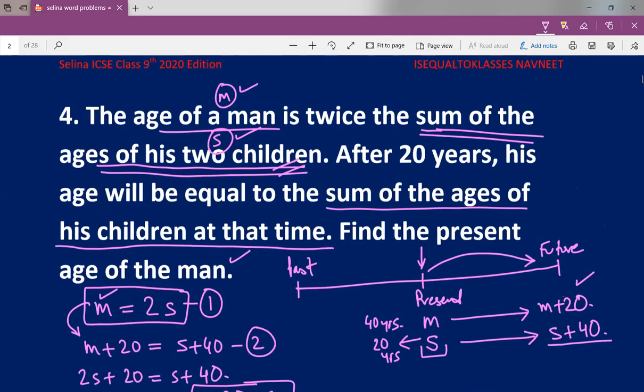Now, if you want, we can check the answer that we have got. So today, the man is twice the sum of the ages of the children. True. After 20 years, man will become 60 years. The children will be 20 plus 40, 60 years. So the ages are equal.